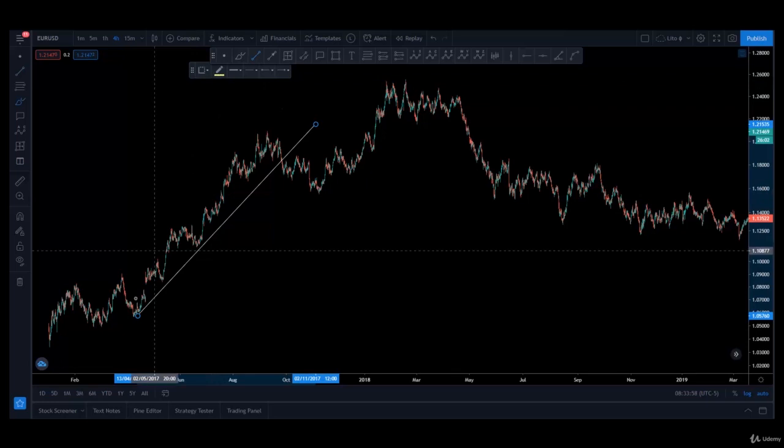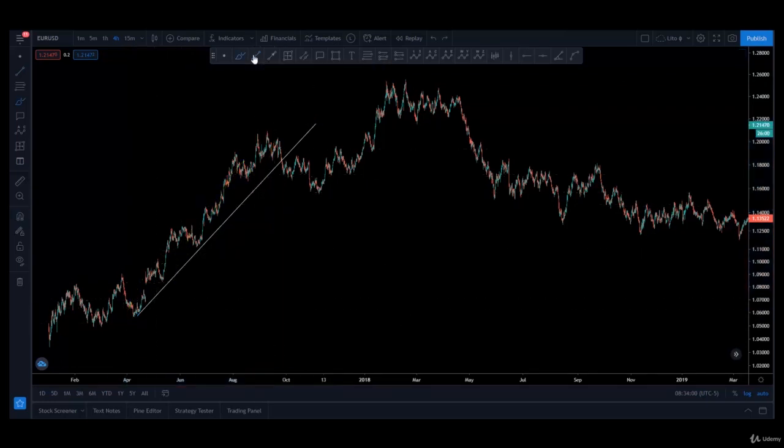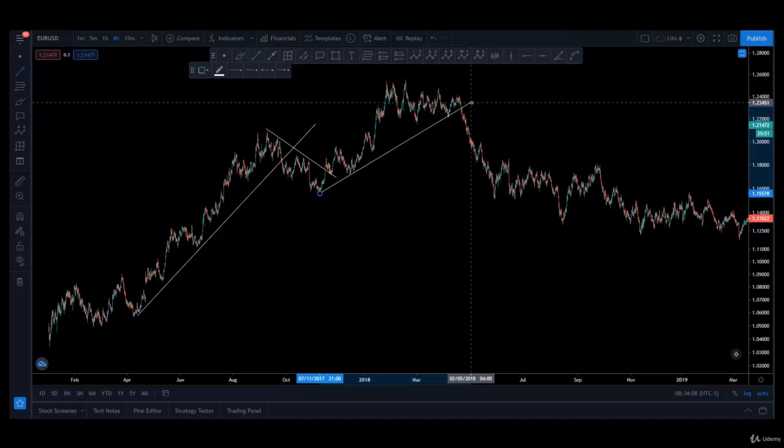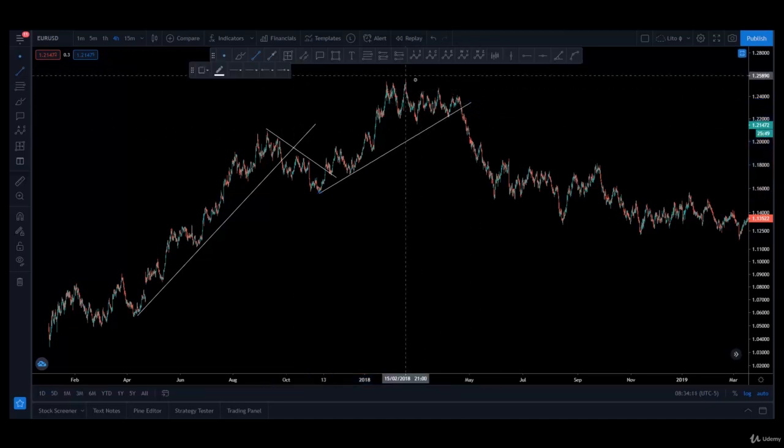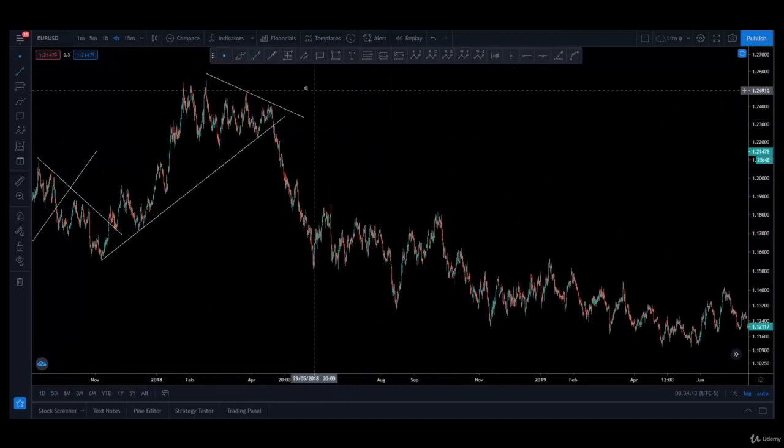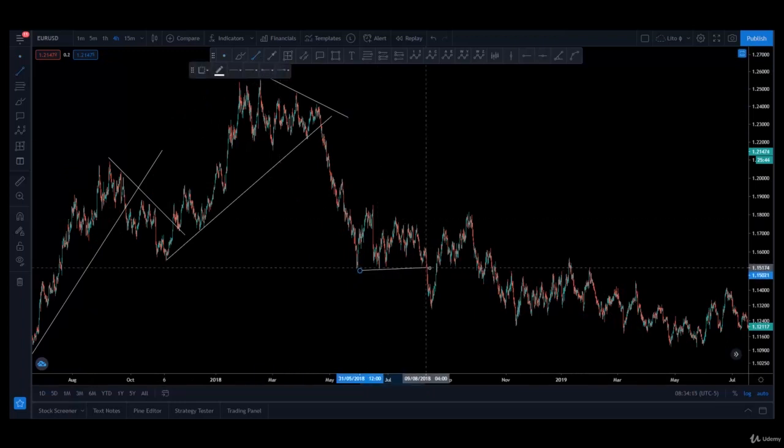If the price is going up, you want to trace your trend line on the bottom. Once it breaks below, you want to trace your trend line on the top. Once the price breaks above it, you trace your trend line on the bottom again. And that's how you keep following the price. And you can see that it keeps making really interesting shapes once you do it.